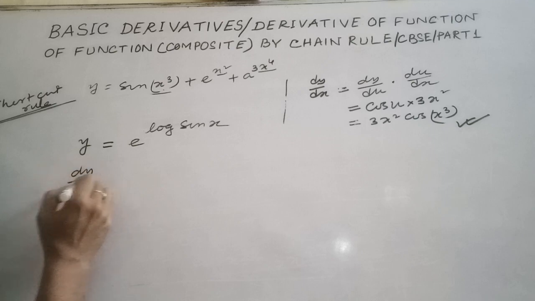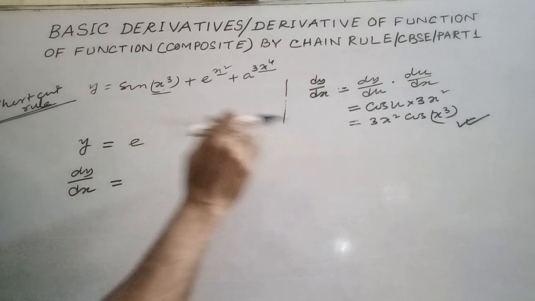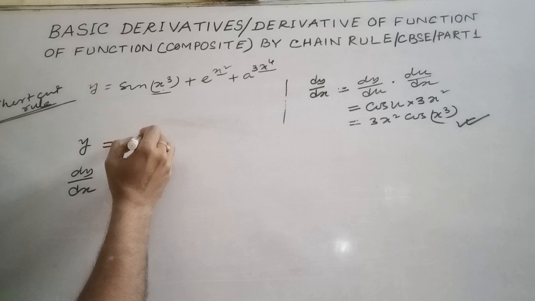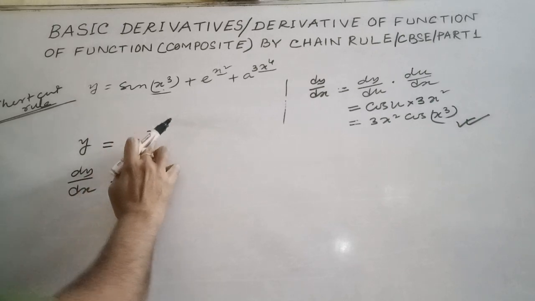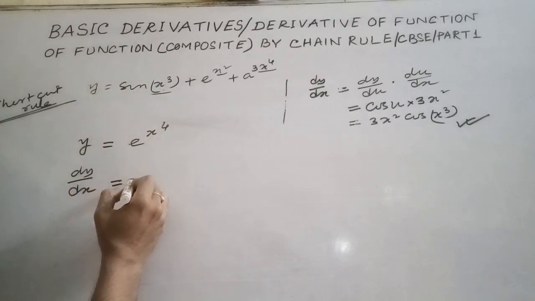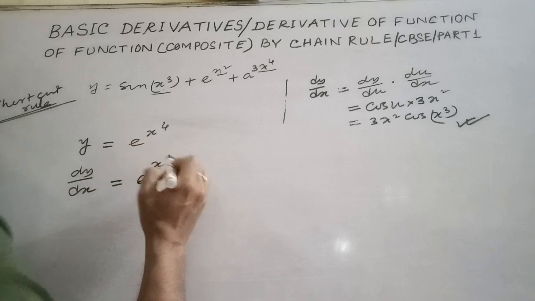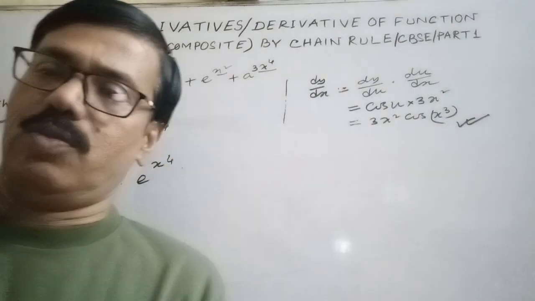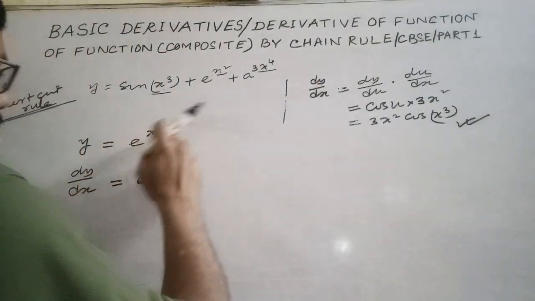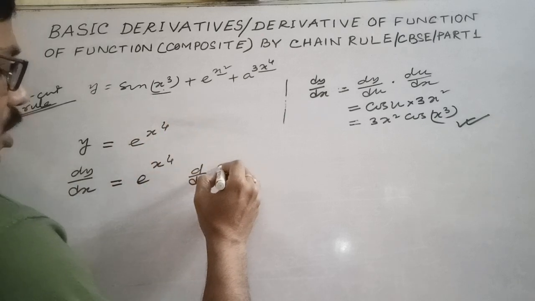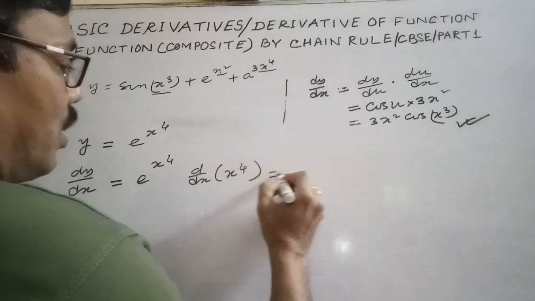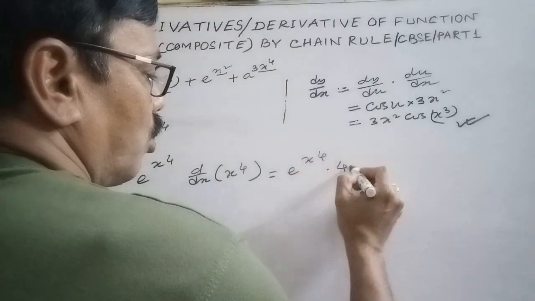dy by dx, the derivative of e to the power x. So take a simple example first. Suppose e to the power x to the power 4. So the argument is x to the power 4. The derivative of e to the power x is e to the power x. So the derivative of e to the power x4 is e to the power x4 into what is the next step? d dx of x to the power 4. So e to the power x4 into 4x cube.